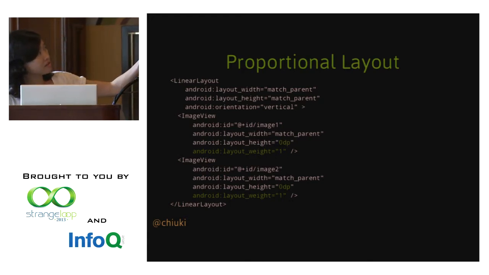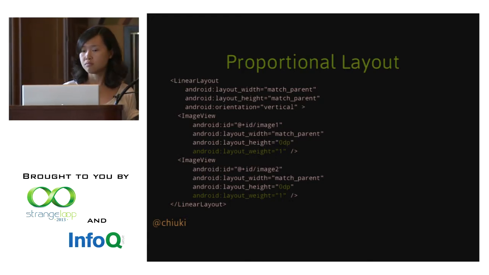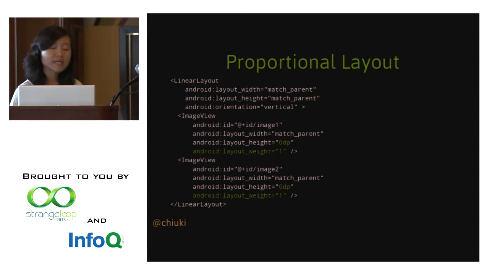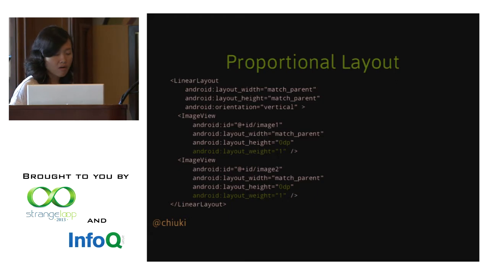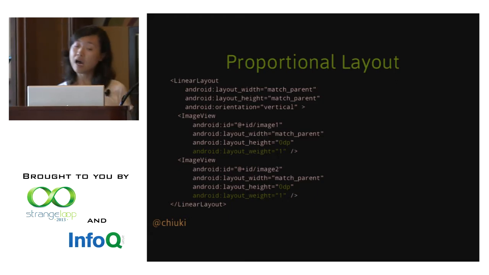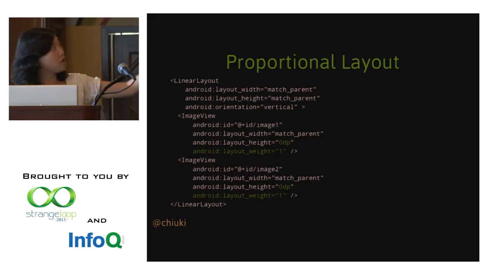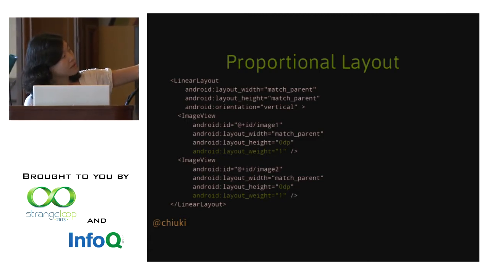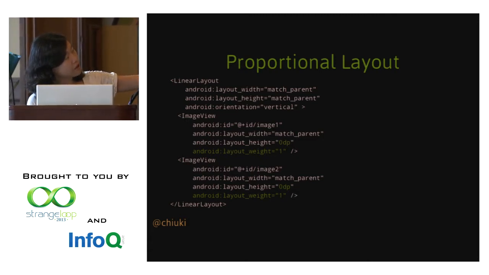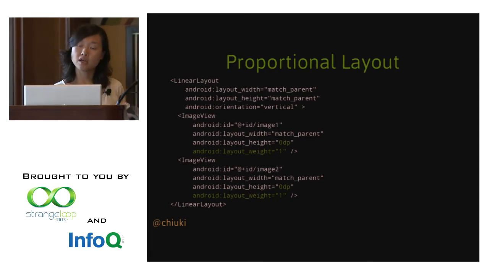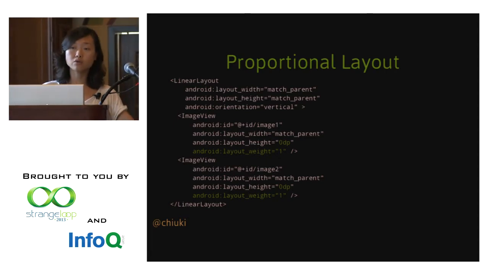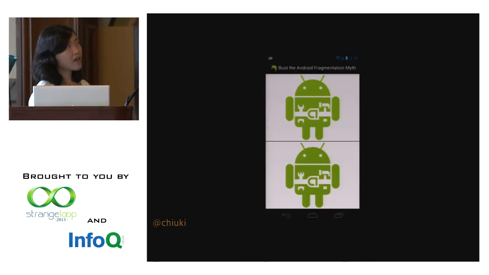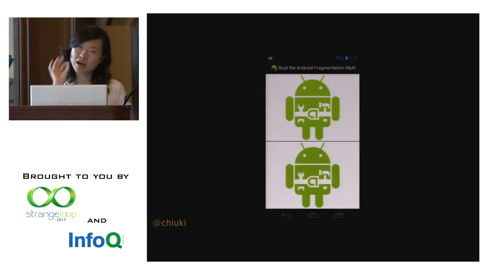Now the height, we are saying zero. You're like, what? Take zero height? What this means is that I'm telling Android, well, at the time I'm writing this layout, I don't know how big it is, but I'm going to give you some more information. I'm going to give you weight. So I'm telling Android to give weight 1 to the first image and also 1 to the second image. And Android is going to say, OK, we have a total of 2, and then divide it equally.